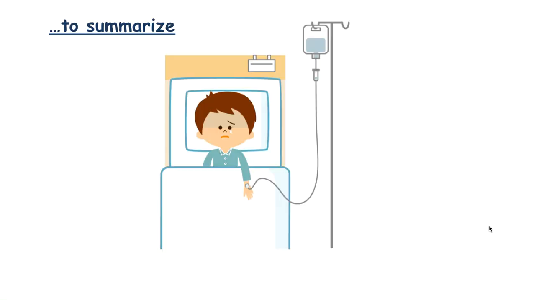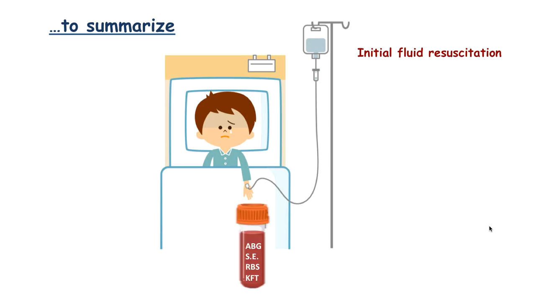So if I have to summarize, if a patient of diabetic ketoacidosis comes to you in the emergency and you have to make a diagnosis of DKA, then you always begin, after correcting your ABC, with your initial fluid resuscitation, right? You take out the important blood samples which include an ABG. Initially an ABG is required. In the later course of the disease, a venous blood gas is good enough. You take out the sample for serum electrolytes, RBS and KFTs. You also measure your urine ketone level through urine dipstick.